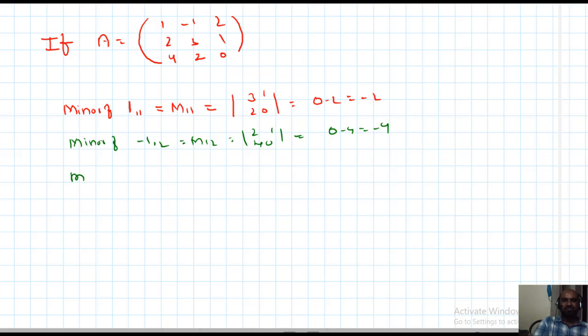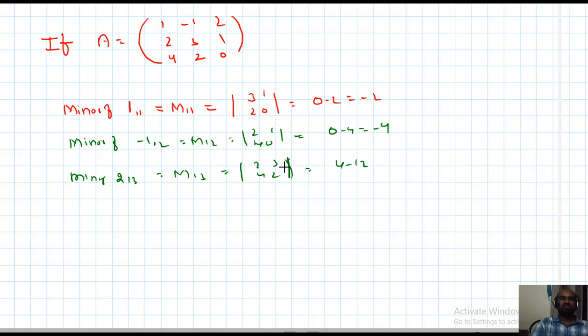So the minor of 2. Which 2? That is the first row third column element, 1 3. So I can write M13. That row, that column should be removed. So 2 3 4 2. That is 2 twos are 4 minus 12.